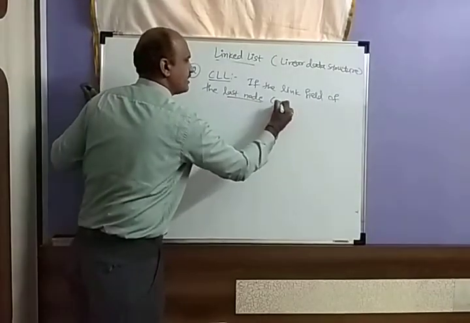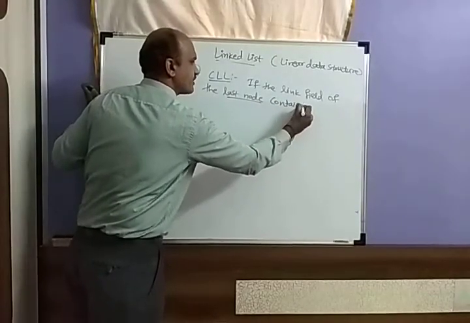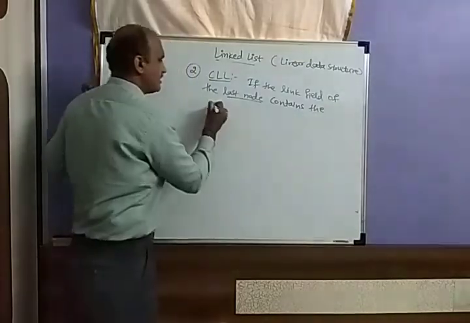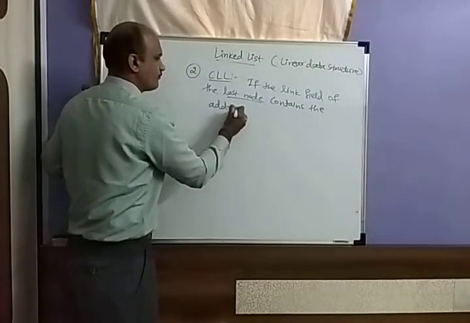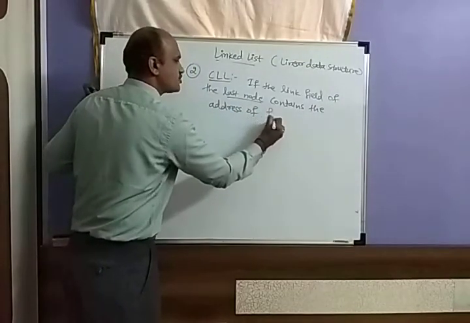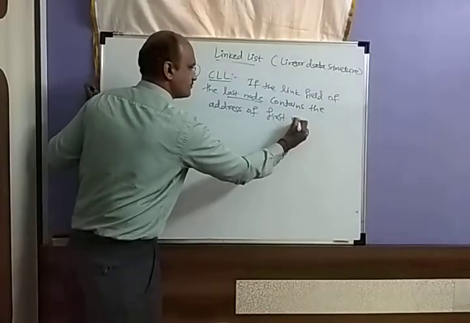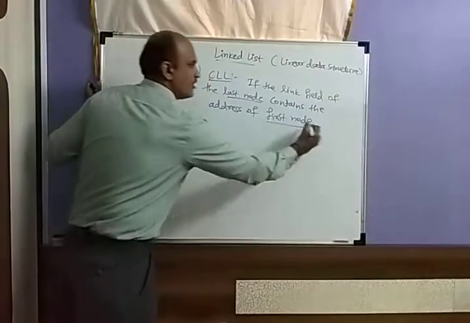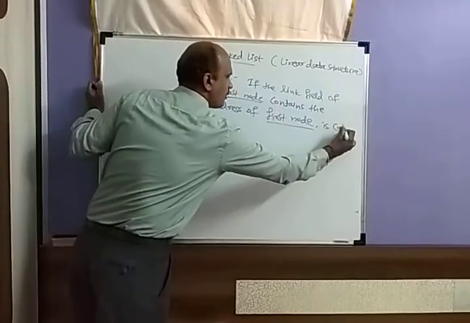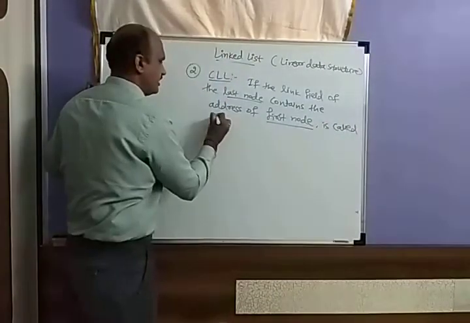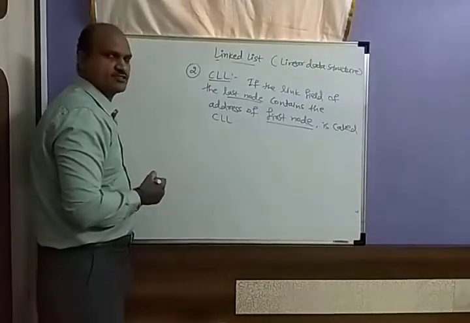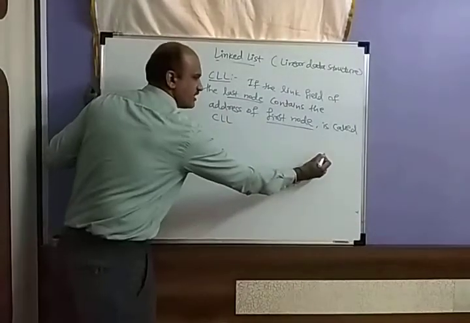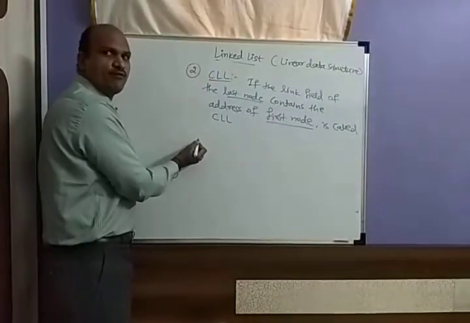Last node contains the address of the first node. That's why it is called circular. First node is called CLL, that is circular linked list, because again the last node will connect to the first node.